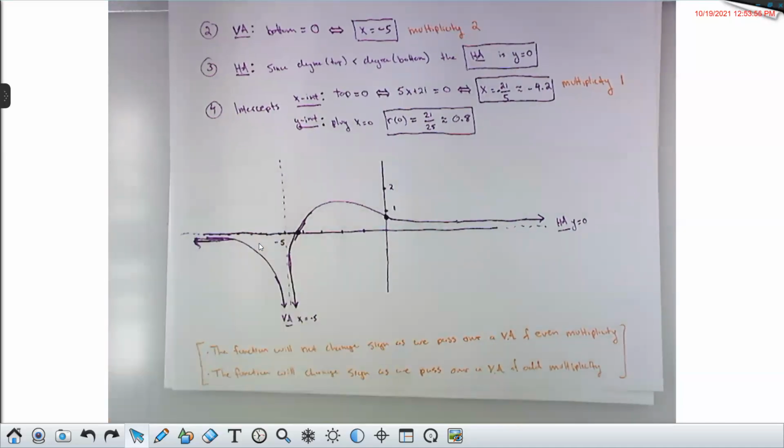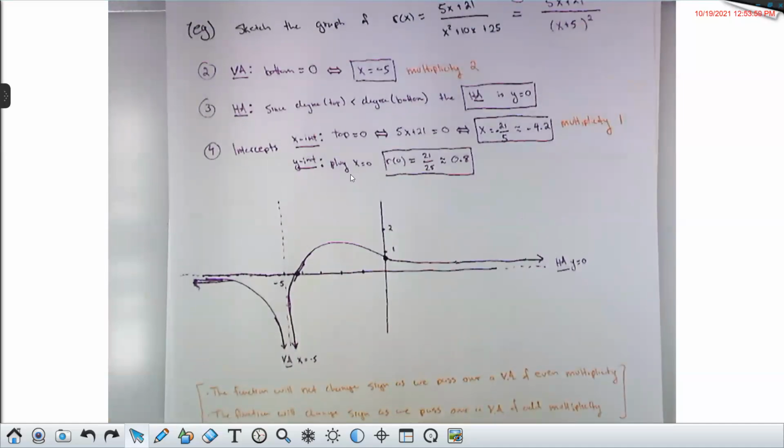And that's fairly complicated, but we were able to get it just from these things. The trick is to remember to record the multiplicity for your vertical asymptotes and your x-intercepts. Once you have all of that stuff, as long as you know the sign of the function, positive or negative, at one point, you can fill everything else in.